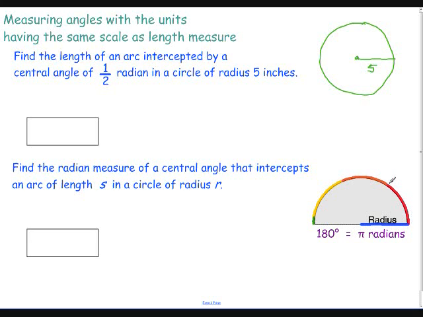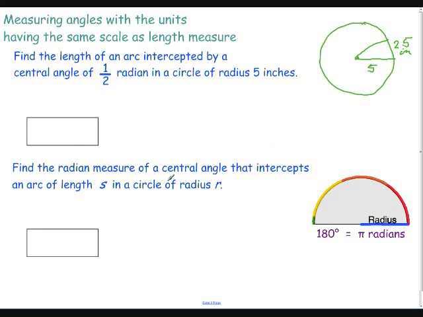Well, we know 1 radian would be right here, wouldn't it? And what would the arc length of 1 radian be? Exactly equal to the length of the radius. So 1 radian, if I went around, 1 radian would be 5 inches. So if I go a half a radian, it's going to be 2.5 inches.